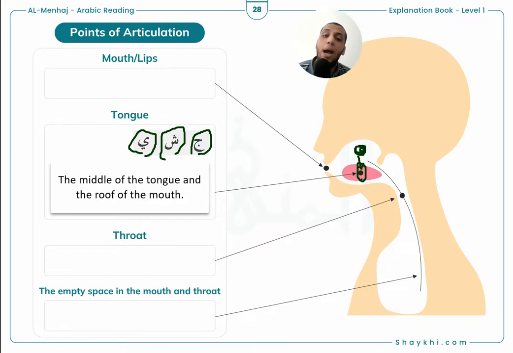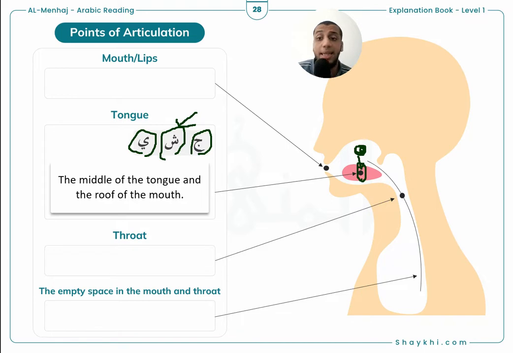So this is how the middle part of the tongue with the roof of the mouth will produce the letter Jim. But how will it produce the letter Sheen? The middle part of the tongue will go against the roof of the mouth, but they will not meet completely, which means there will be a space between the middle part of the tongue and the roof of the mouth. If they meet completely, the letter Jim will be pronounced. Not meeting completely, the letter Sheen will be pronounced.